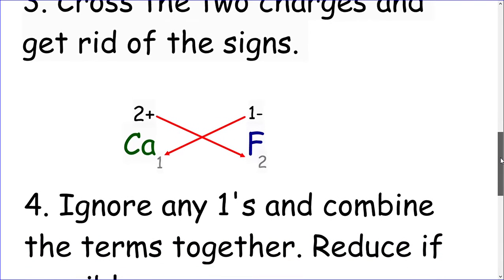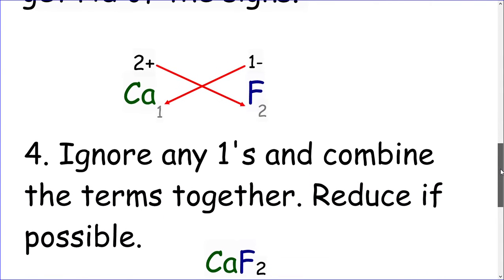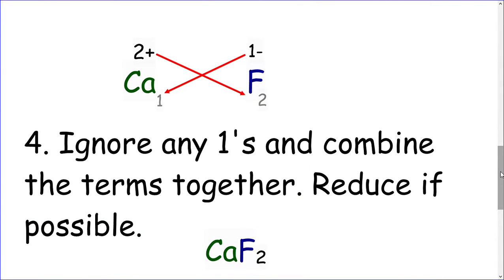Now, step 4: ignore the 1s, combine the terms together, and reduce them if you can. So ignoring the 1s, calcium had a 1 next to it, so I'm going to get rid of that, which is the reason why when you look at the answer, there's no 1 there. And fluorine has a 2, so I'm going to put the 2 there. So I have CaF2. It takes 2 fluorines to balance out this 1 calcium.